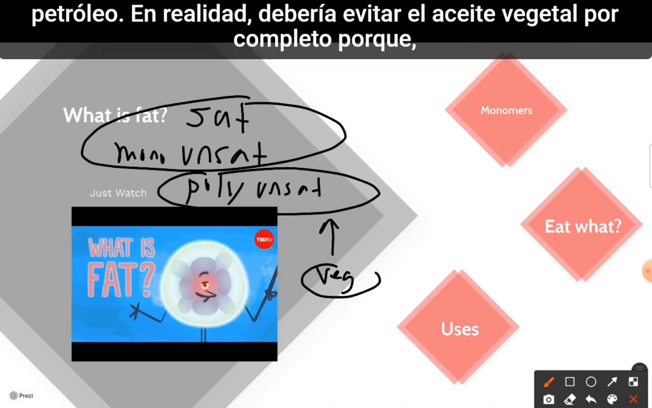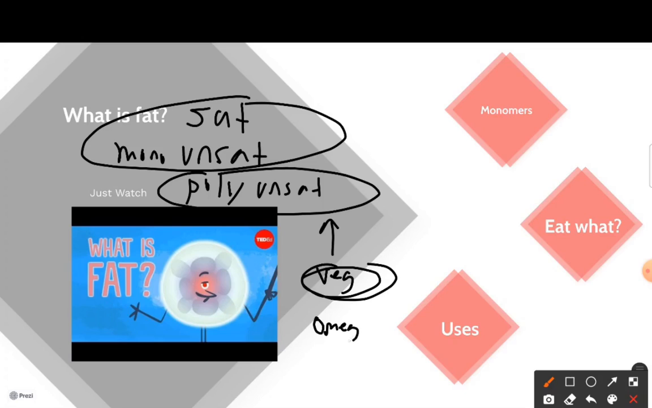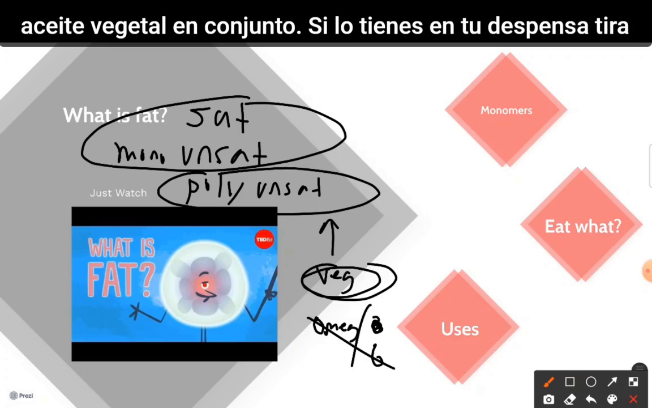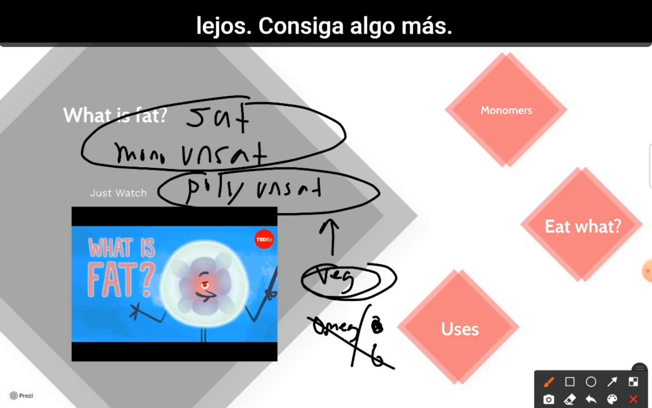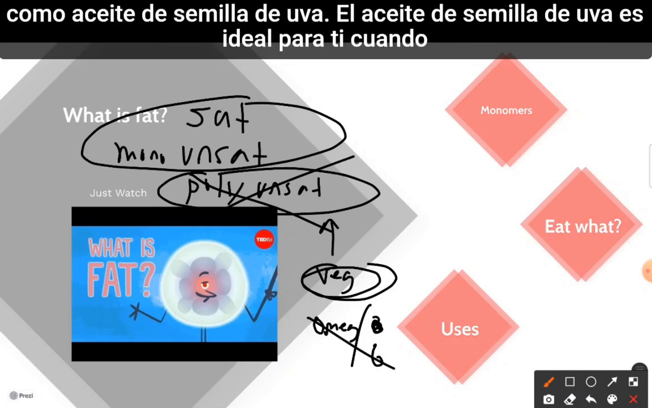You should actually avoid vegetable oil altogether because while it is a polyunsaturated fat, it's an omega-3. Or sorry, 6. Omega-6s are just bad. You want to avoid them. Avoid vegetable oil altogether. If you have it in your pantry, throw it away, get something else. Never cook with a polyunsaturated fat. An example would be like grapeseed oil.